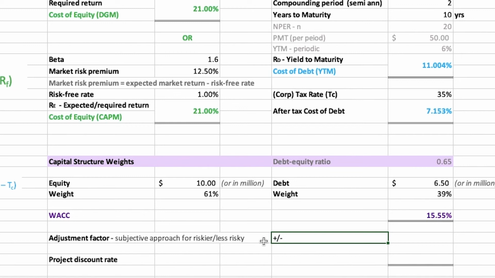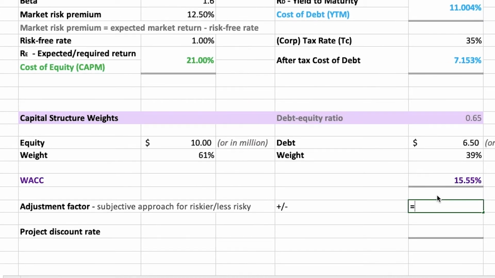So next is if we have any adjustment factor. This is because sometimes the company has a more risky project or the company is generally more conservative. So we need to take that into consideration as well. If it's riskier, we put plus sign, and if it is less risky, we put minus sign.